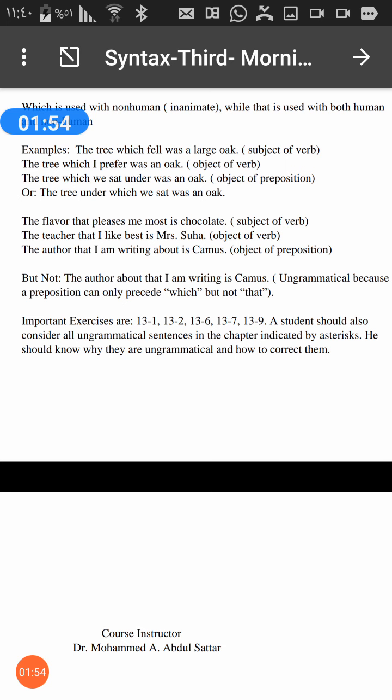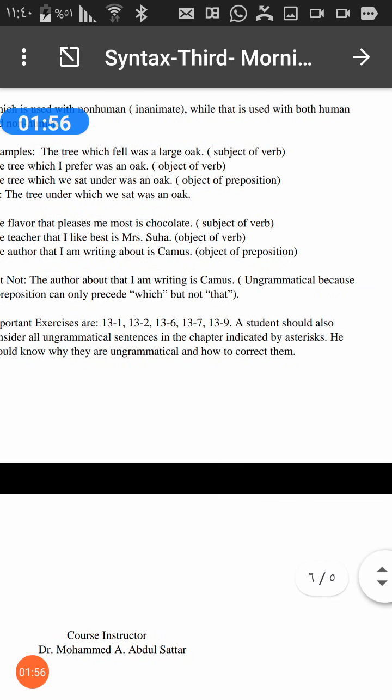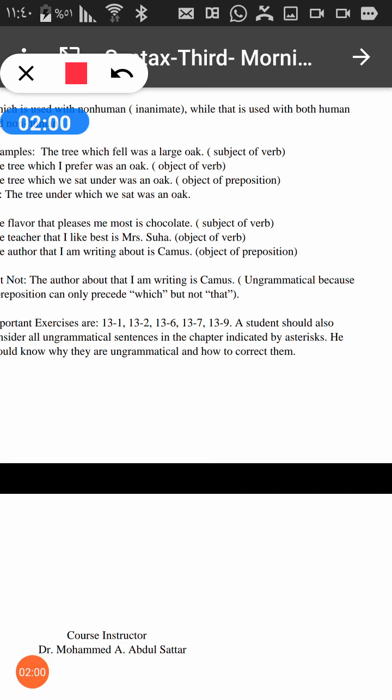Important exercises are in 13.1. These are important exercises. All the solutions and answers you can usually find at the end of the book. These exercises are 13.1, 13.2, 13.6, 13.7 and 13.9.